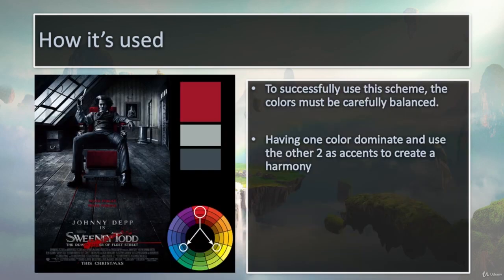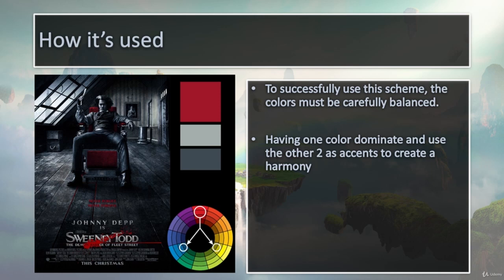Now in order to successfully use this scheme, the colors must be carefully balanced, and having one color as a dominant and using the two as accents to create harmony is probably the best way to go about this. As we saw in a few other examples, it could also be considered close to split complementary, but not exactly, because you have to keep that perfect triangle at all times.